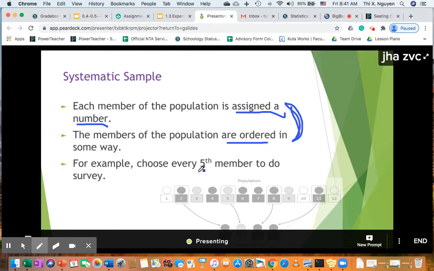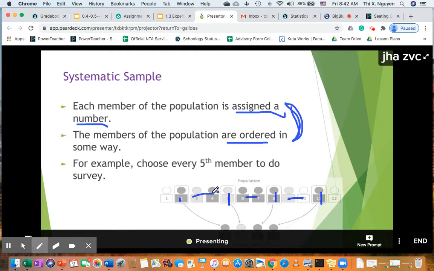So for this one, we choose every fifth member to do a survey. On the bottom, I'm choosing every third person, right? I skip every two, I pull and I do the survey. So I skip two in the middle. These two are skipped. So that's systematic.